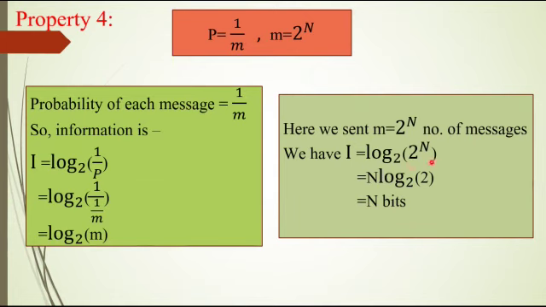In this property, m equals 2 to the power n number of messages. So put the value of m equal to 2 to the power n. So I equal to log base 2 of 2 to the power n. The n will come in front, so n log base 2 of 2, and this value is 1. So I equal to n into 1, which is n bits. So if there are m equal to 2 to the power n equally likely messages, then the amount of information carried by each message will be n bits.